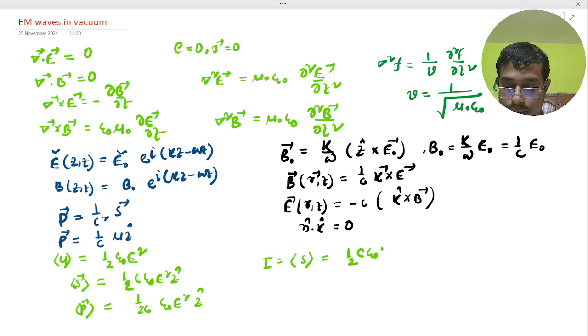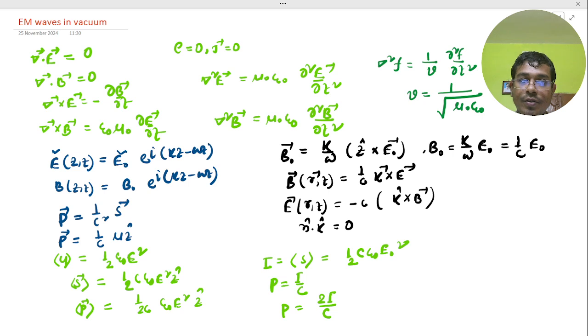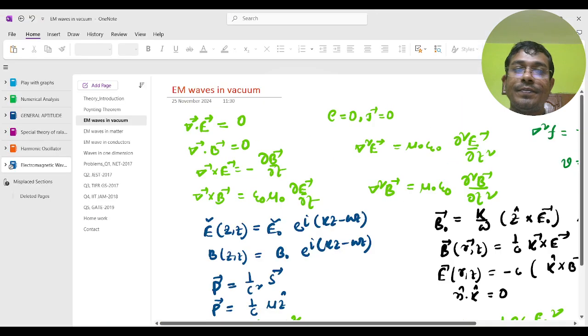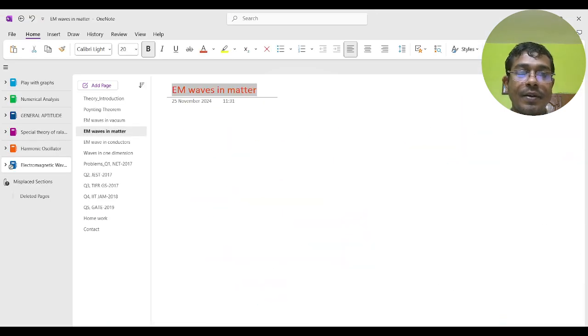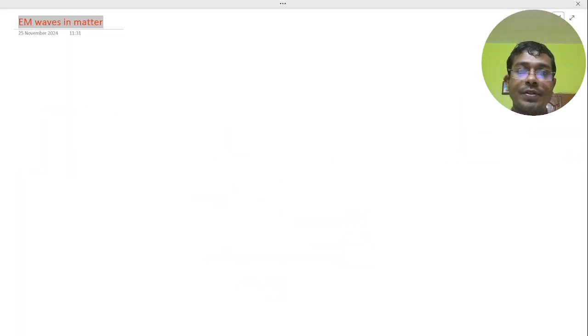This formula is, keep in mind, very important: E naught square intensity, and radiation pressure P is I by C, and for a perfect reflector P should be 2I by C. One wave is going in one direction, another in the other direction. Another part: electromagnetic waves in matter.